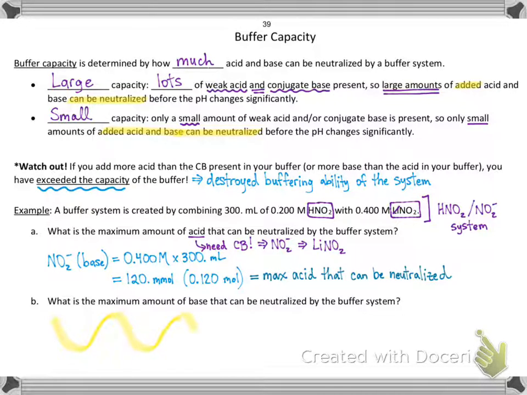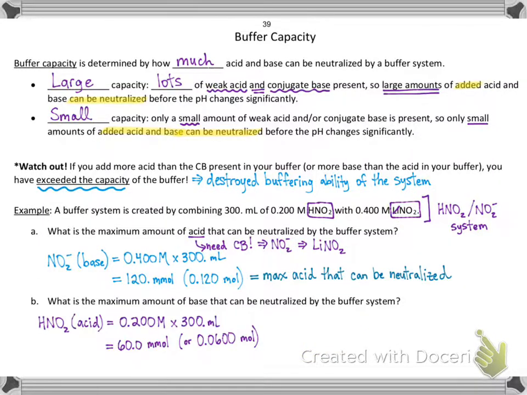I think you should take a moment and calculate what's the maximum amount of base that could be neutralized by the buffer system. And when you're ready to check your answer, unpause the video. This time, since we're trying to neutralize a base, we needed to calculate how much acid was present in this buffer. And then that, therefore, is the maximum amount of base that can be neutralized by this buffer system.